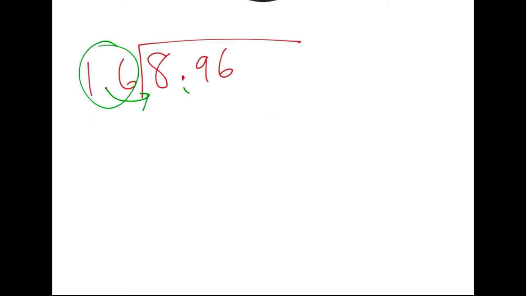How about this one? I don't want my divisor to be a decimal number, so I will multiply by 10. I will also multiply by 10 here on the inside, so I end up with 16 on the outside. On the inside I end up with 89.6, and then I move the decimal point up here.